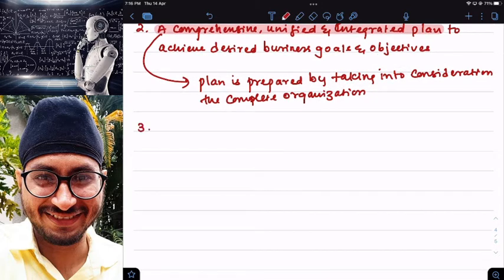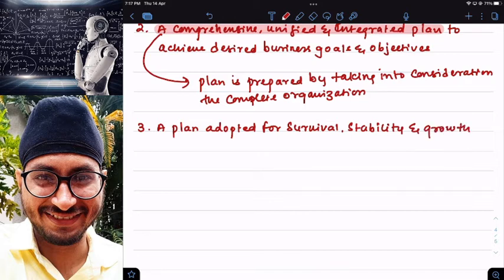Then we have definition number 3. Strategy is a plan adopted for survival, stability and growth of business. Clear? If I want to survive in the market, if I want to have a stable business, and if I want to grow in future, then a strategy is mandatory.